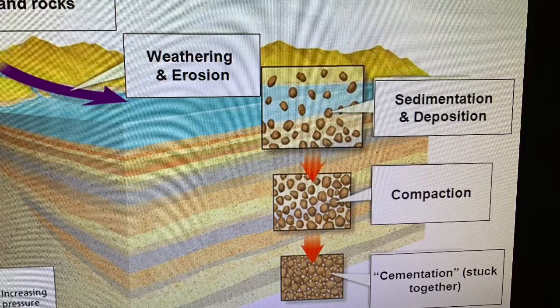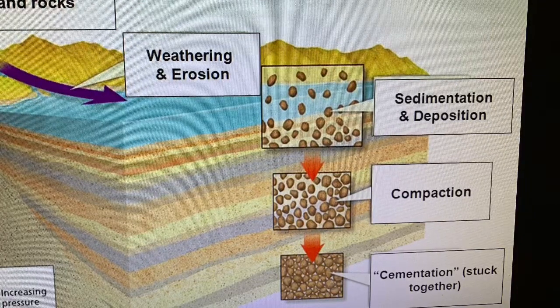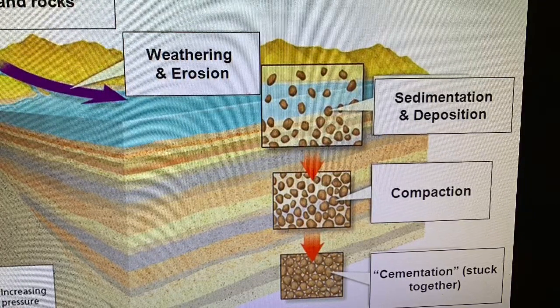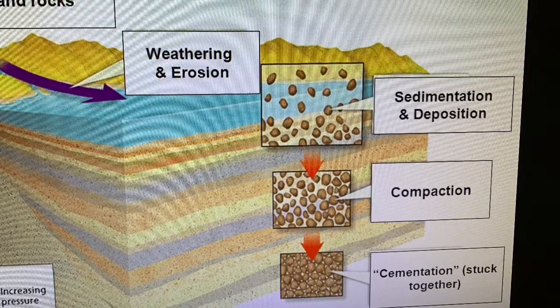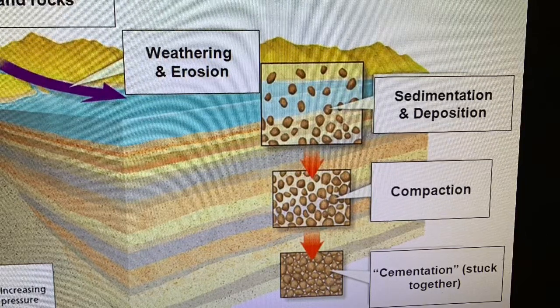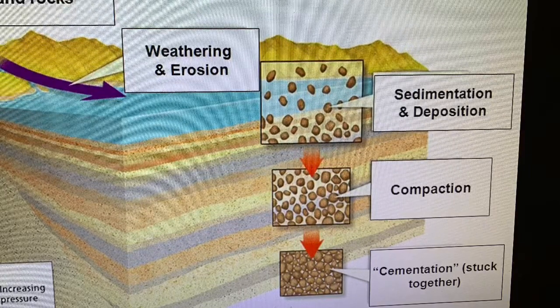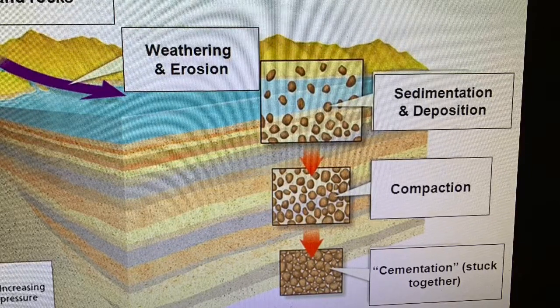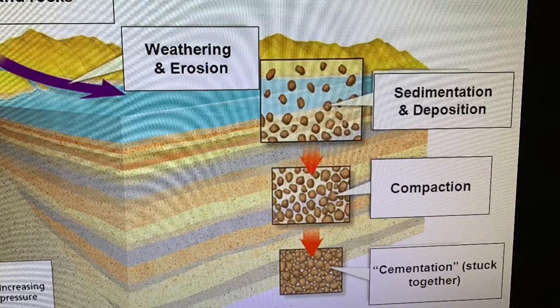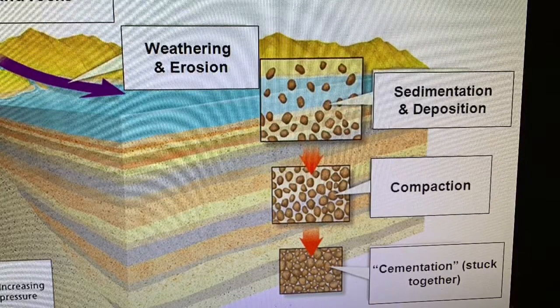Now, slowly over time, as you start to push these things down, what can happen is water or other substances can kind of fill in the little gaps, the pores between the sediments, and leave material. This material can act like a natural cement, a glue, which causes these sediments to stick together. This is what we call cementation.